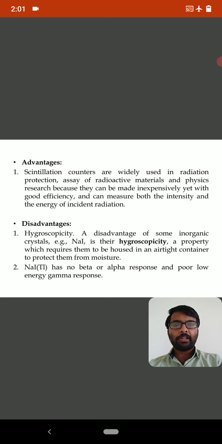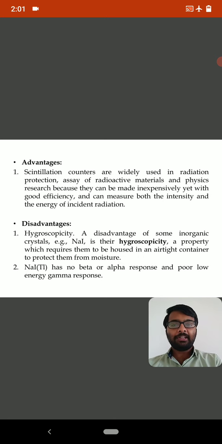A disadvantage of some inorganic crystals such as sodium iodide is their hygroscopicity, a property which requires them to be housed in an airtight container to protect them from moisture. Hygroscopic means these scintillators absorb the surrounding moisture. In order to avoid that, these scintillators must be placed in a container or aluminum can. So it is one of the disadvantages of this scintillation detector.